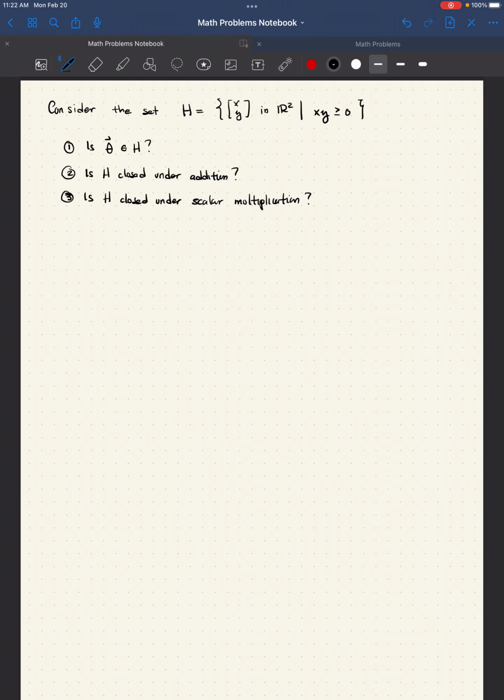Okay, so let's start. To answer the first, the answer is yes, affirmatively. Why? You may say, well, look, in the vector 0, 0, if you take 0 times 0, that is 0, which is greater or equal than 0. So 0, 0 is in H since its entries satisfy the condition defining H.